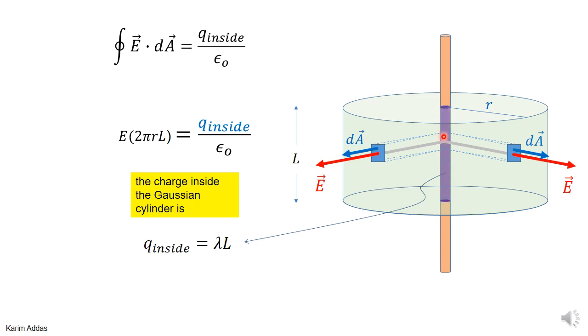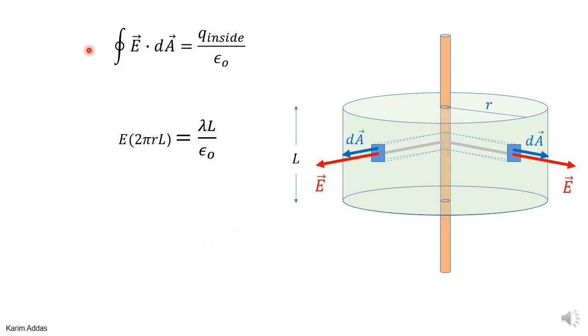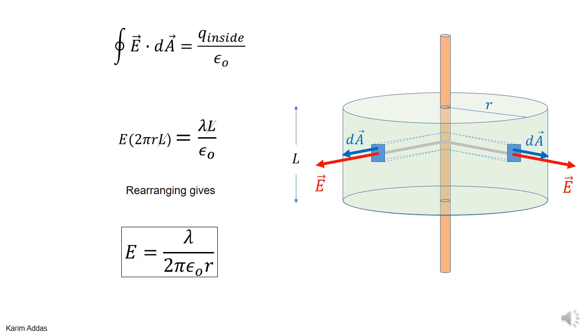Well, we know that the charge per unit length on this cylinder, on this line of charge, is lambda. If you multiply lambda times the length of the Gaussian cylinder, that will give you the amount of charge inside the Gaussian cylinder. So it's lambda times L. So we substitute the right-hand side lambda times L, and the left-hand side we have it over here. If you cancel the terms, you get the final answer that the electric field equals lambda over 2 pi epsilon naught r. So the electric field goes like 1 over distance for an infinite line of charge.